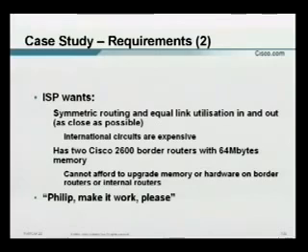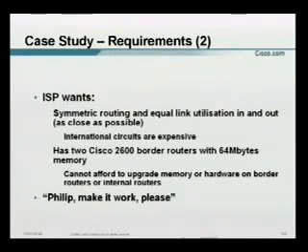International circuits are expensive, they told me. You don't say. For them, they were very expensive. But they had 2 Cisco 2600 border routers with 64 meg of memory. And consider they had 4 routers in the entire network. They couldn't afford to upgrade memory or hardware on the border routers or internal routers.